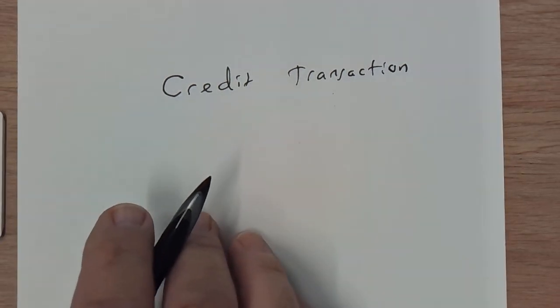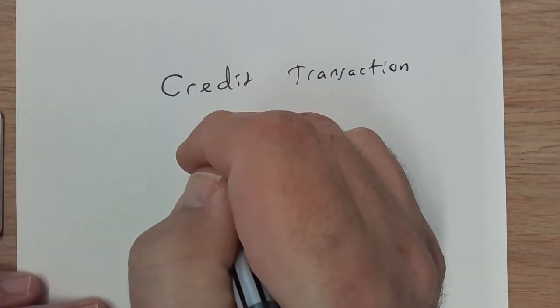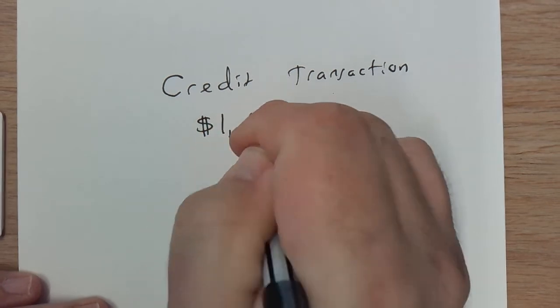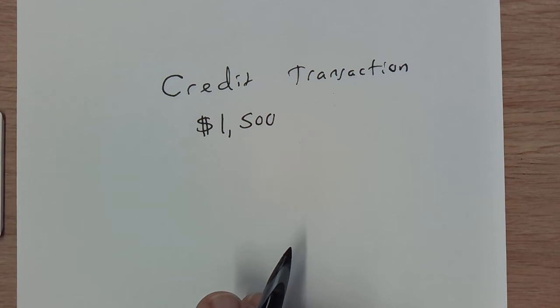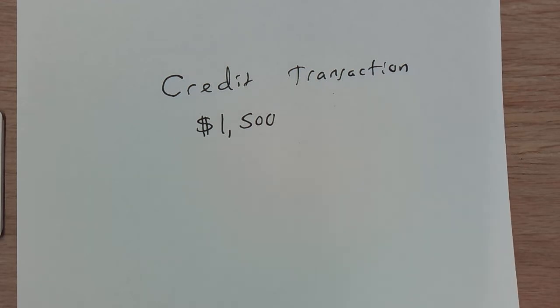In a prior video, we showed a transaction in which $1,500 worth of widgets were purchased from you in cash. In this video, I want to show the exact same transaction, but instead of the customer paying cash for the widgets, they're going to owe you the money. It's going to go on their accounts receivable for you, that they owe you, and then they're going to pay you at a later date. So let's show that transaction for credit.